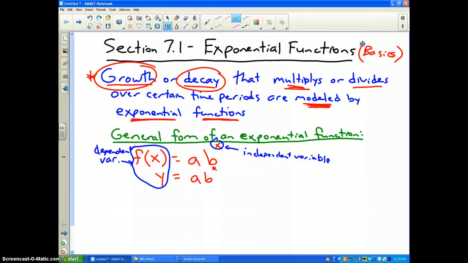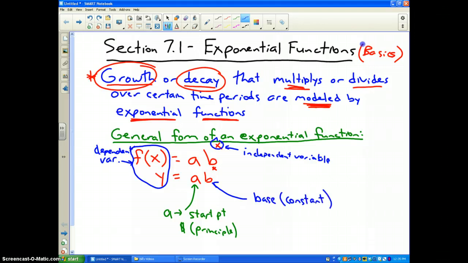Now, the a value is usually the starting point, or if you're dealing with money, it's usually called the principal. The b value is called the base. It is a constant number. It will always be a constant. B is the base, and x is the independent variable.